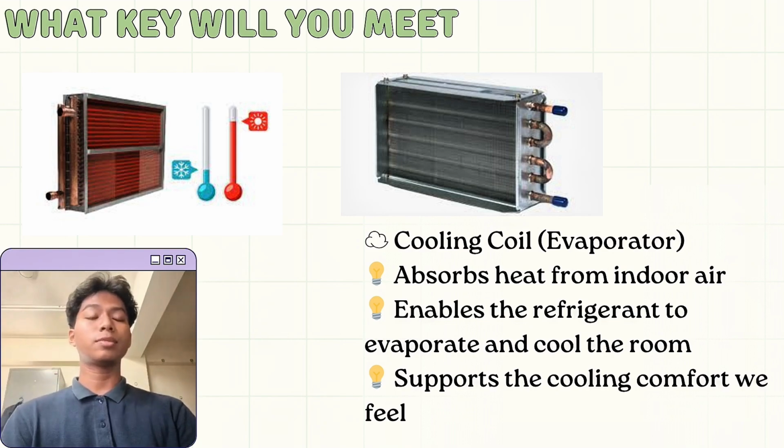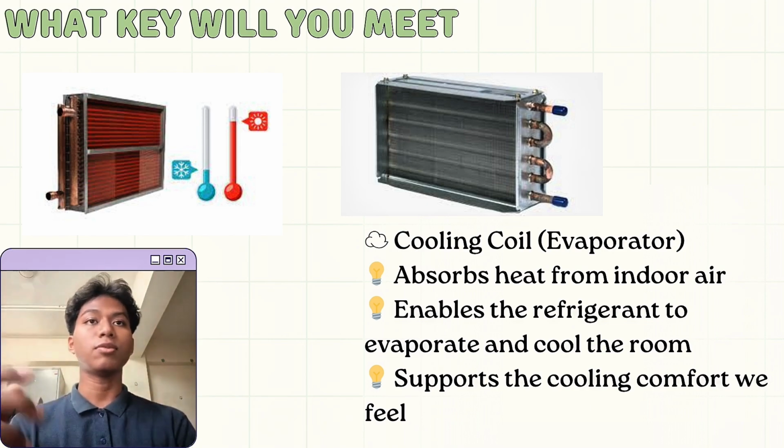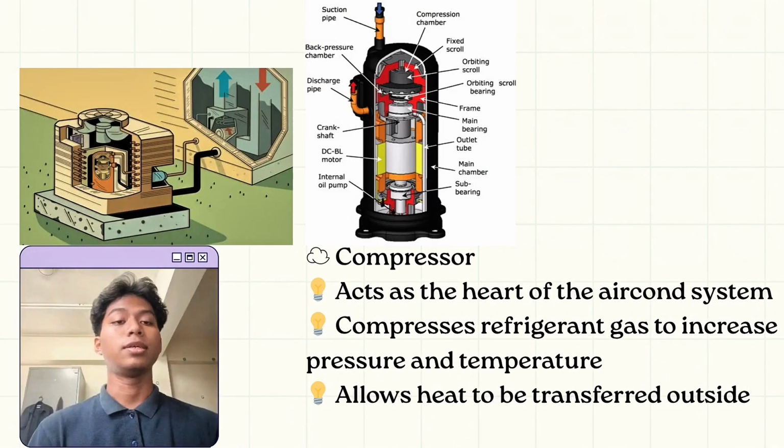We move on to the next part, which is what key components will you need? In this slide, there are some components that we need to build an air conditioner, and one of them is the cooling coil, which is known as the evaporator. Its function is to absorb heat from indoor air. The second is to enable the refrigerant to evaporate and cool the room, and the third is to support the cooling comfort we need. Next one is the compressor.